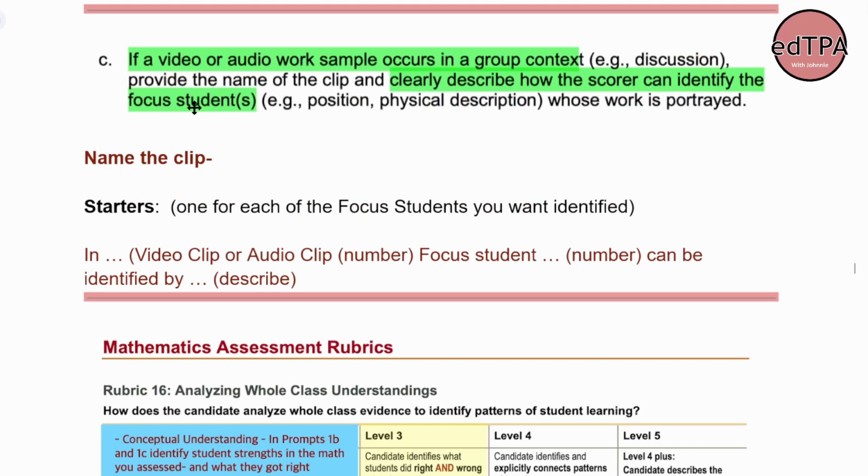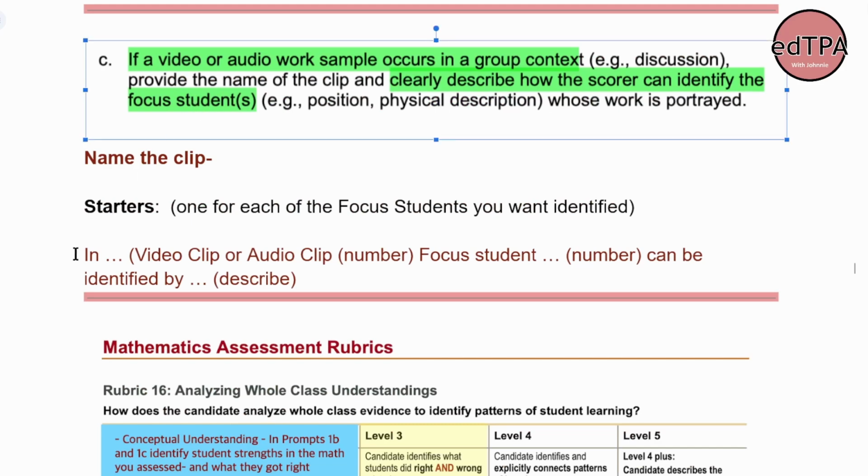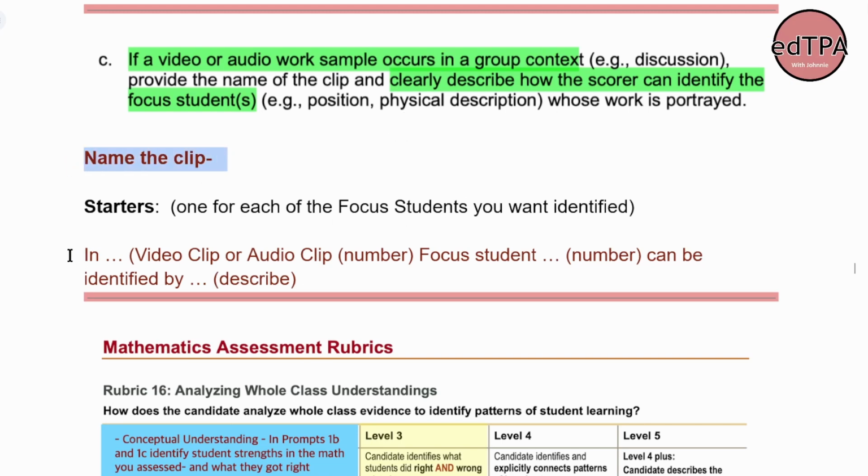Let's go to C. If a video or audio work sample occurs in a group context, provide the name of the clip and clearly describe how the scorer can identify the focus students. So telling the scorer who's who by position, physical description, whose work is portrayed. So you just need to name the clip. And my starter in video clip or audio clip number, focus student, whatever number of focus student you're focusing on, can be identified by, and then give a description.